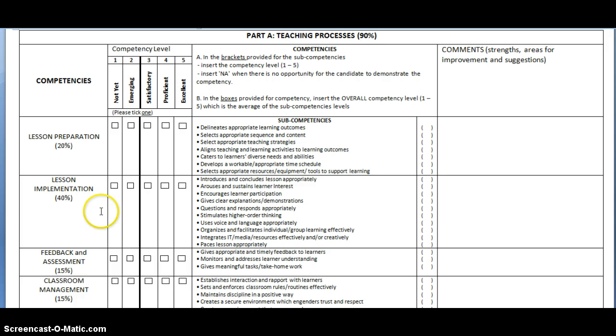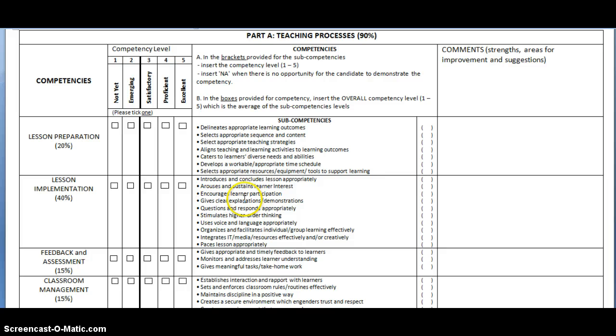Second is lesson implementation, which is 40%. So the sub-competencies are: introduces and concludes a lesson appropriately. So that means there must be a starting and ending. Arouses and sustains learner interest. You know what this means? It means that your learners must be engaged at all times.